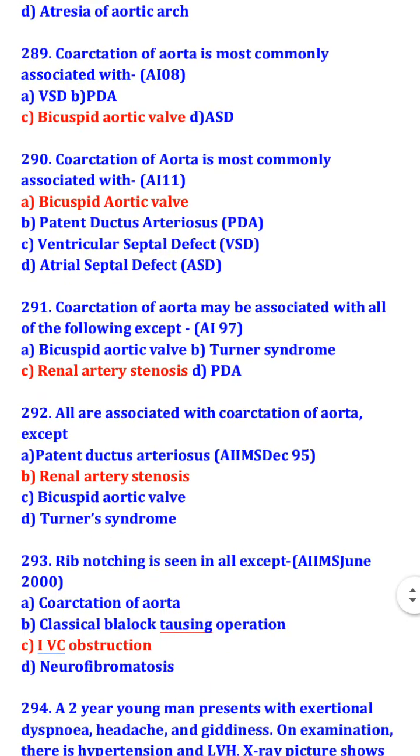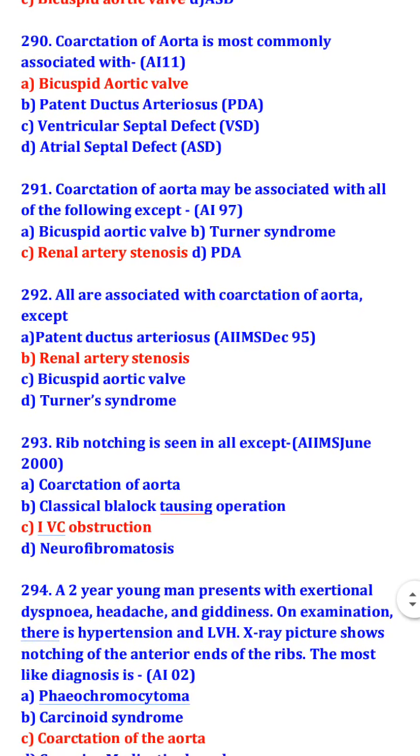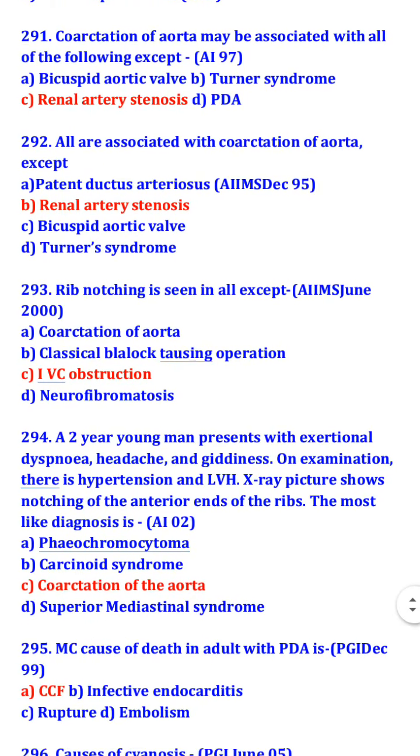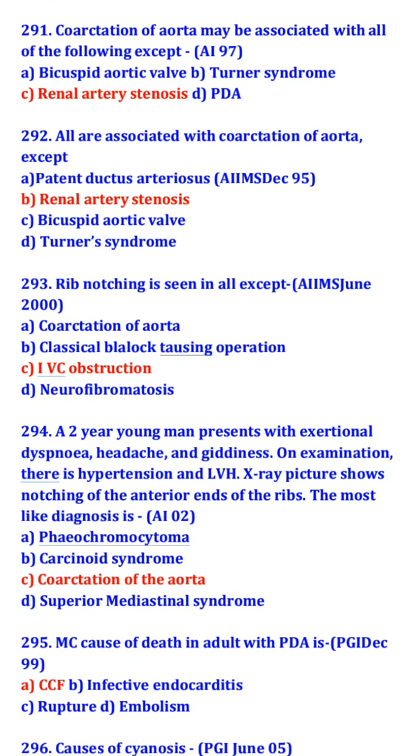Coarctation of aorta may be associated with all of the following except renal artery stenosis. It can be associated with bicuspid aortic valve, Turner syndrome, or patent ductus arteriosus. All are associated with coarctation of aorta except renal artery stenosis. It can be associated with PDA, bicuspid aortic valve, or Turner syndrome. Rib notching is seen in all except IVC obstruction. So it can be seen in coarctation of aorta, classical Blalock-Taussig operation, and neurofibromatosis.